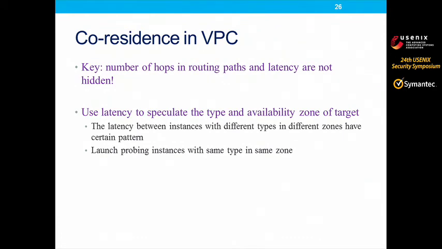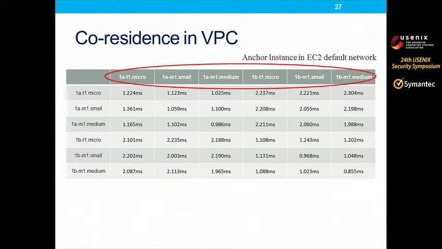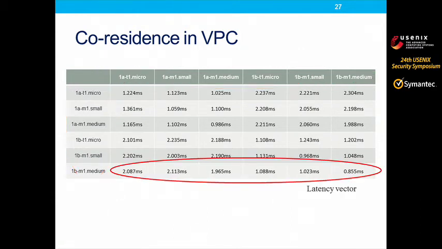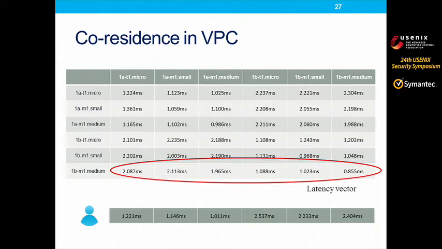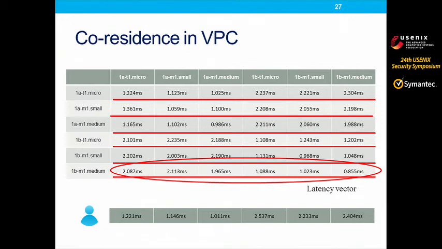The first step, we use the latency pattern to speculate the type and availability zone of a particular target. Here is a piece of the so-called latency table we have collected. Each column stands for an anchor instance we have deployed in EC2 with certain types in different zones. And each row here stands for an instance in VPC with a certain type and in a certain zone. And each row of values becomes a so-called latency vector. After we get a target, we can perform the latency measurement from those anchor instances to this target to get a target latency vector and perform the similarity comparison to those baseline latency vectors. And we can choose the one with the highest similarity, and speculate the type and the zone accordingly. And our evaluation shows that such speculation can achieve an accuracy of 78%.